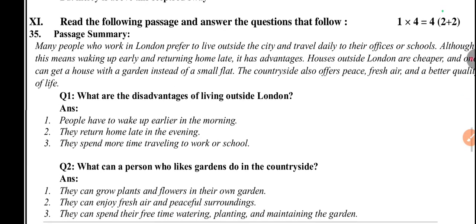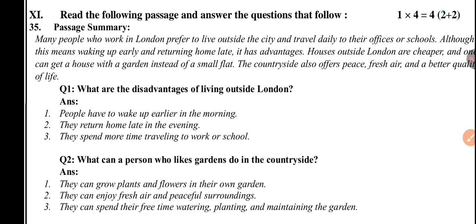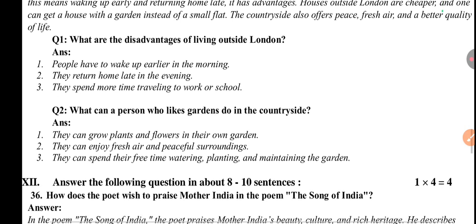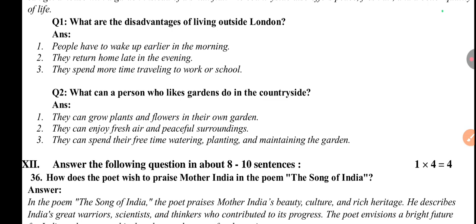Question number 11. Read the following passage and answer the questions that follow. 2 marks, 2 questions are there. Many people who work in London prefer to live outside the city and travel daily to their offices or schools. Although this means waking up early and returning home late, it has advantages. Houses outside London are cheaper, and one can get a house with a garden instead of a small flat. The countryside also offers peace, fresh air, and a better quality of life. What are the disadvantages of living outside London? People have to wake up early in the morning, they return home late in the evening, they spend more time traveling to work or school.